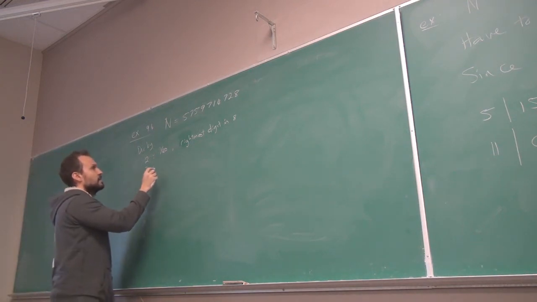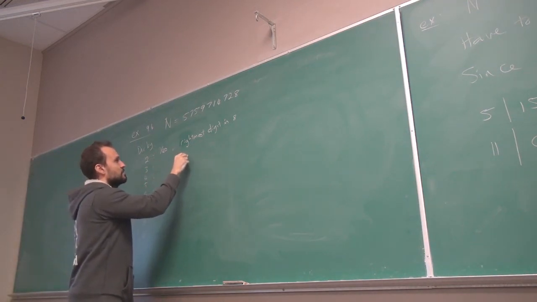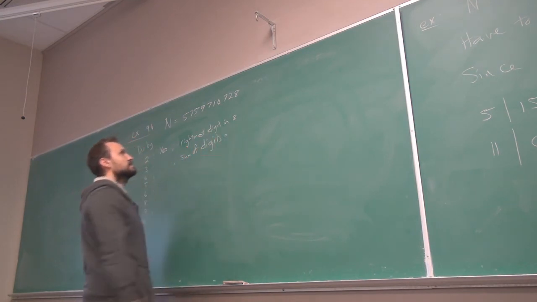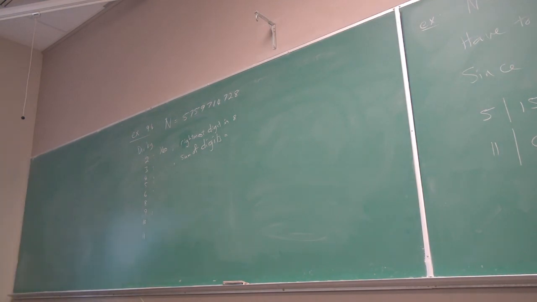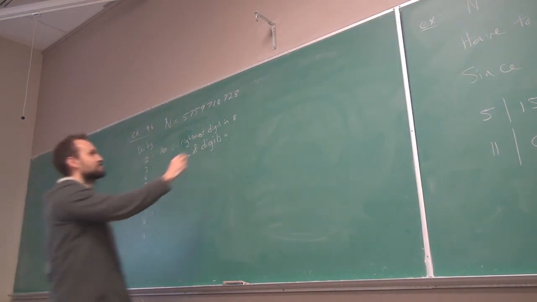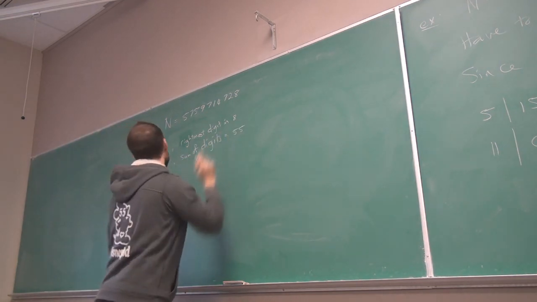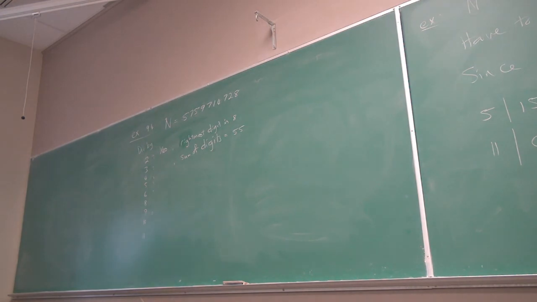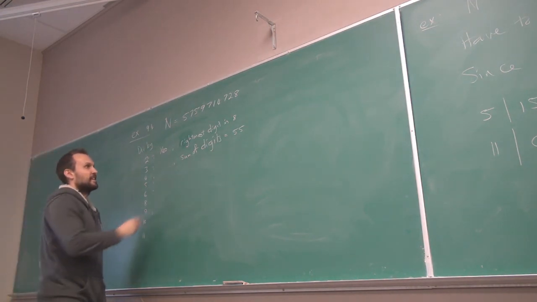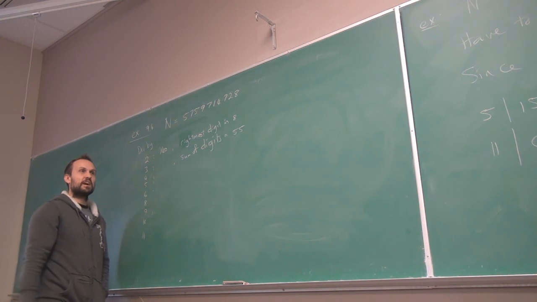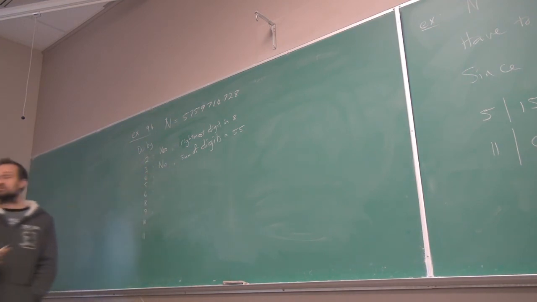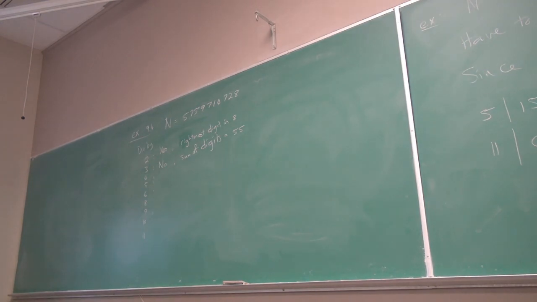Divisible by 3? Well, I have to check the sum of the digits. Sum of digits is? Oh, that's what you decide on. 55. Wow, you're ahead of the game. It's not that I don't trust you, but I'd like someone else to confirm it. It's 55. Does 3 divide into 55? Very much no. Almost. 54 would have been good, but it's not 54.